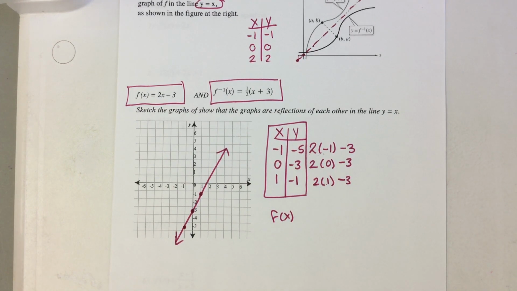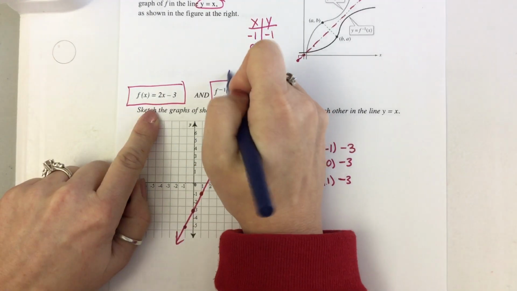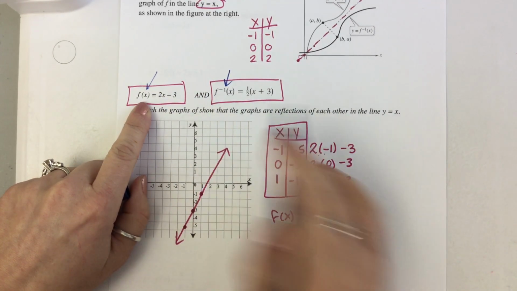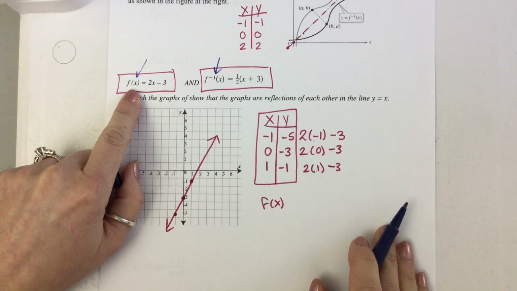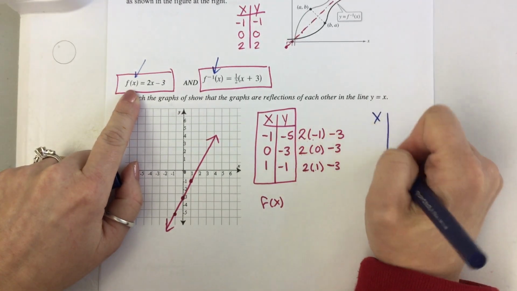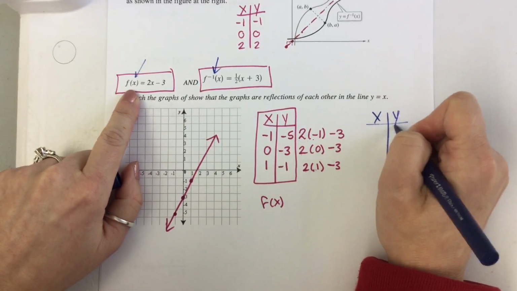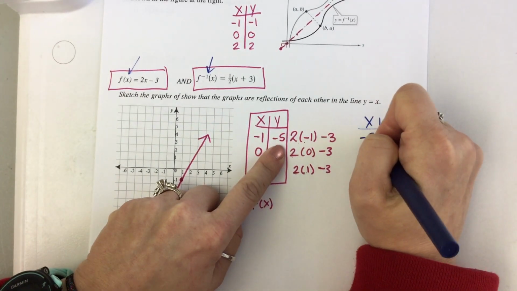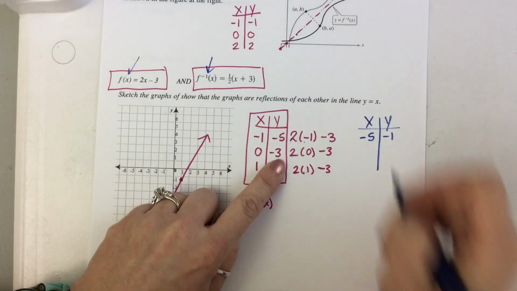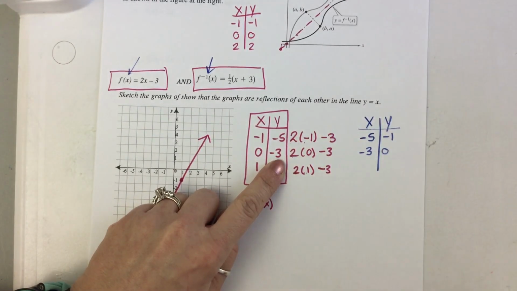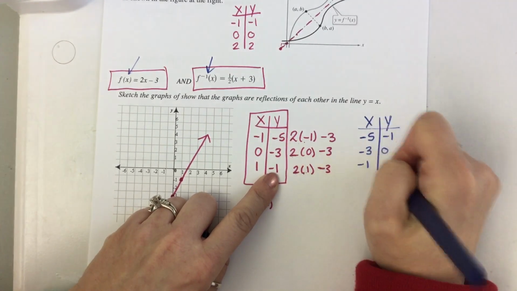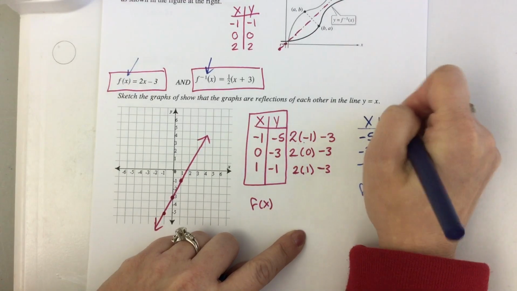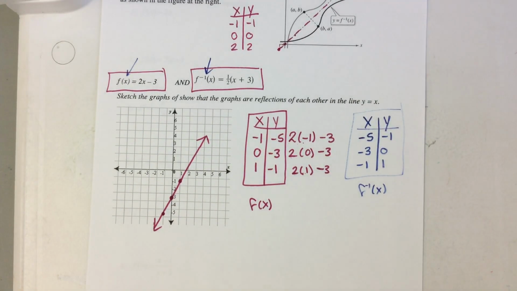Okay, now here's the cool thing, you guys. We know that this is an inverse of this, right? Because they're both the f function. You do not have to go through the work of redoing an xy table. What you have to do is simply take the xy table you made and flip the x's and the y's around. -1, -5 becomes -5, -1. 0, -3 becomes -3, 0. 1, -1 becomes -1, 1. This would be the inverse function. You just have to change x and y.